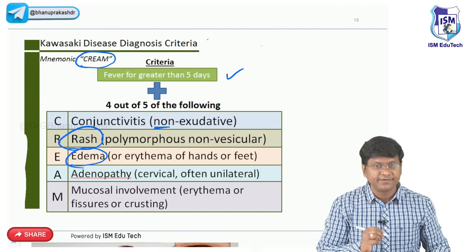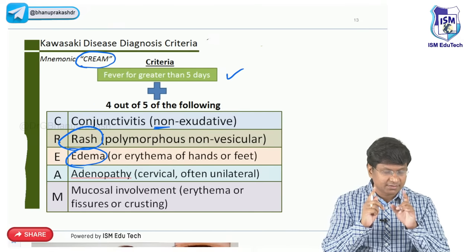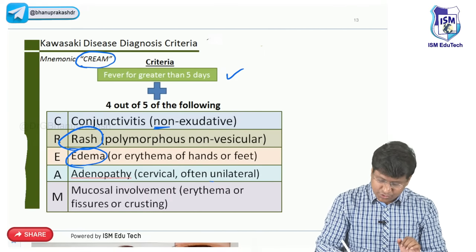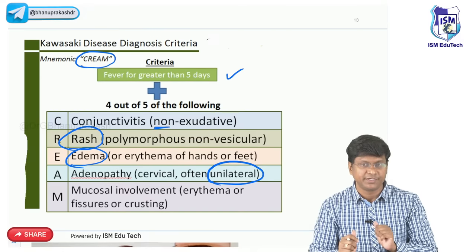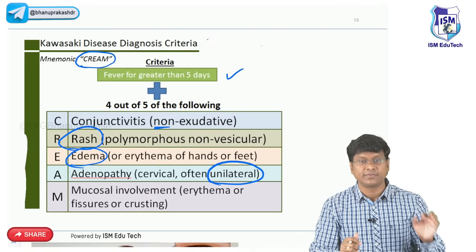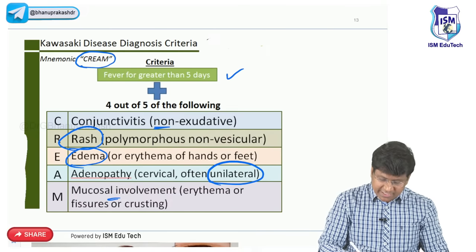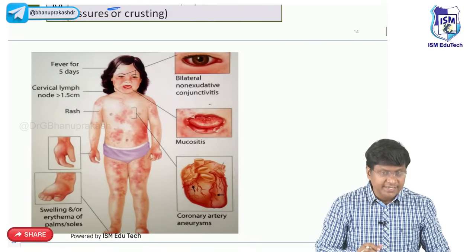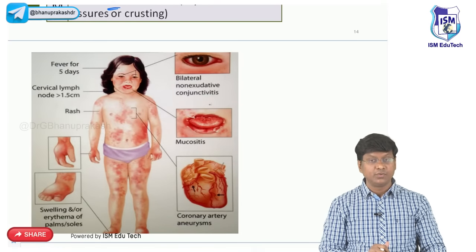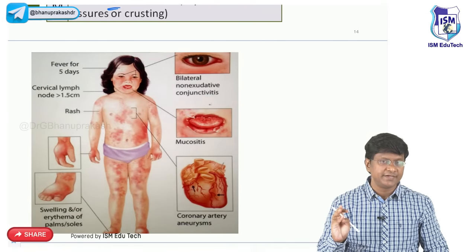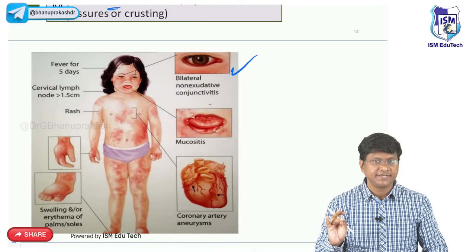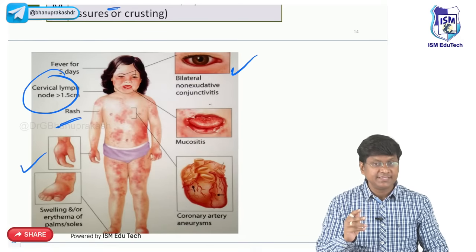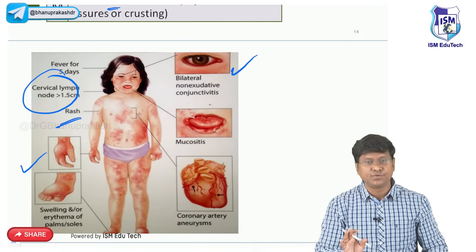And all over the body, there will be edema within the individual, and adenopathy. That cervical lymphadenopathy is very important. And that too, it is not symmetrical cervical lymphadenopathy, it is unilateral. This is another very, very important point. So it is not symmetrical, it is unilateral cervical lymphadenopathy. Okay. And mucosal involvement will be there, that is in the form of erythema or fissuring or crusting. So, right, this is the image of the individual with Kawasaki disease. So fever should definitely be there, and non-exudative conjunctivitis, then cervical lymphadenopathy, rash, that is polymorphous rash, then the presence of edema, and then the mucosal involvement, right?